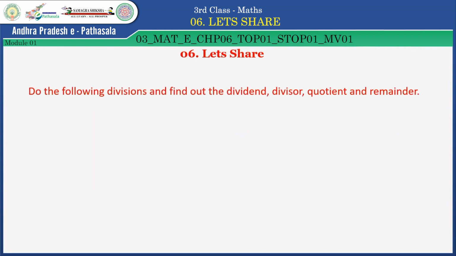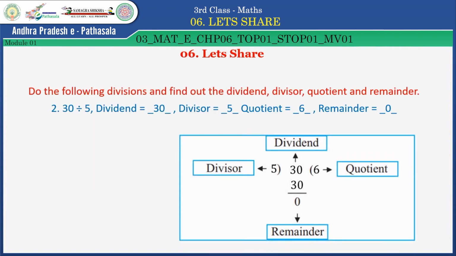Let us see the second example. Do the division and find out the dividend, divisor, quotient and remainder. 30 ÷ 5 is given. Clearly here 30 is the dividend and 5 is the divisor. If you divide 30 by 5, 6 5s are 30. 30 minus 30 is 0. Here the remainder is 0 and the quotient is 6.